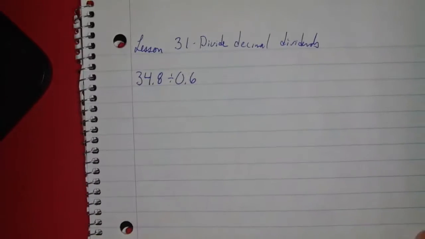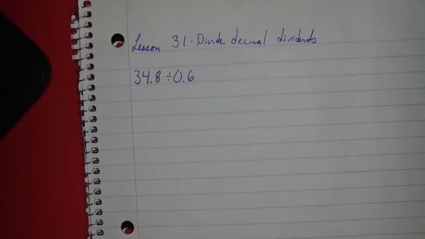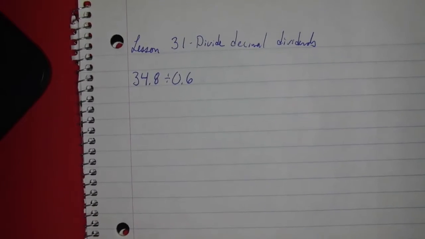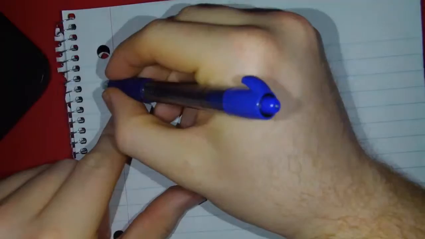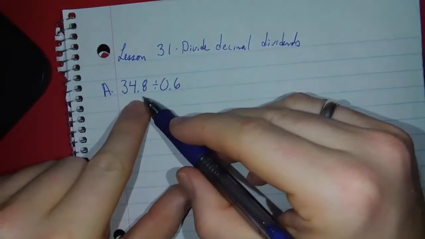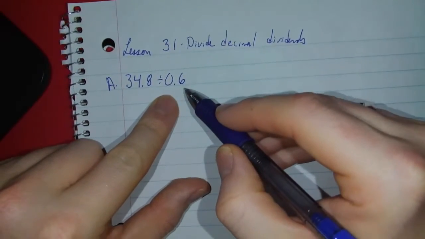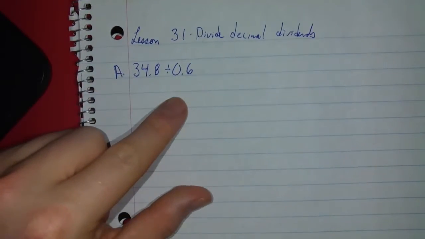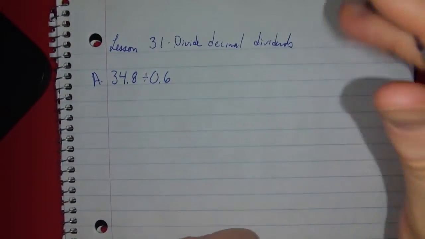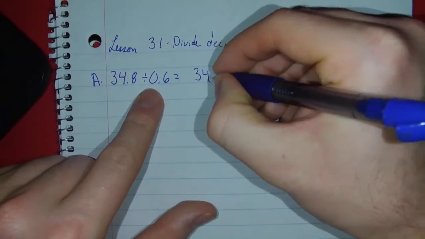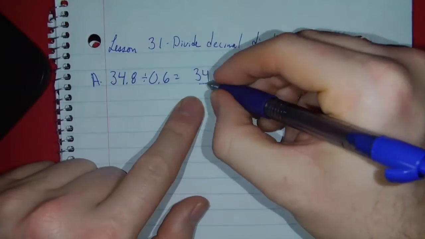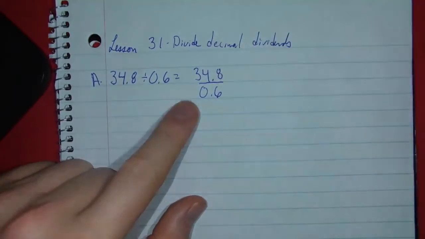So this is lesson 31 of module 4. We're dividing decimal dividends by non-unit decimal divisors. So in problem 1, I have problem A here. I have 34 and 8 tenths divided by 0 and 6 tenths. So I'm going to use the method I used in the previous lesson where I'm rewriting this at first as a fraction. So 34 and 8 tenths divided by 0 and 6 tenths.